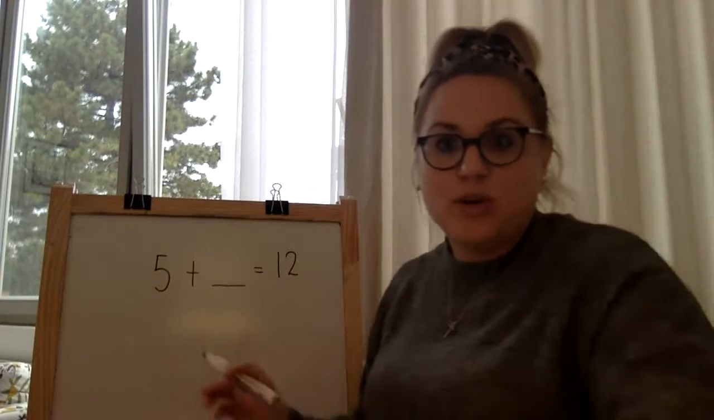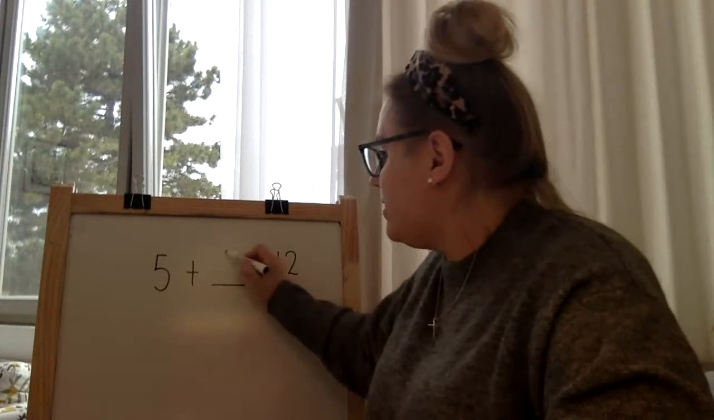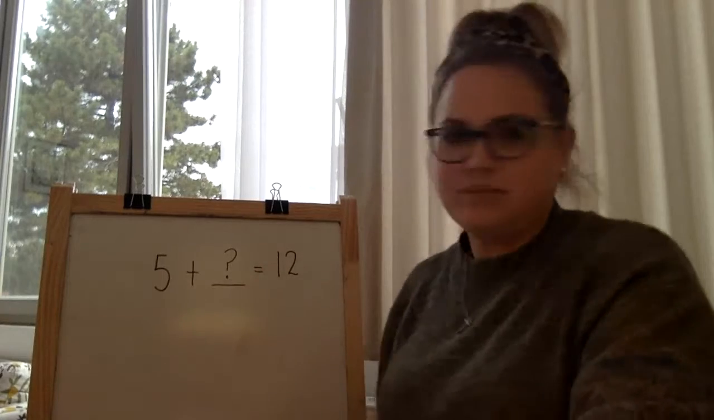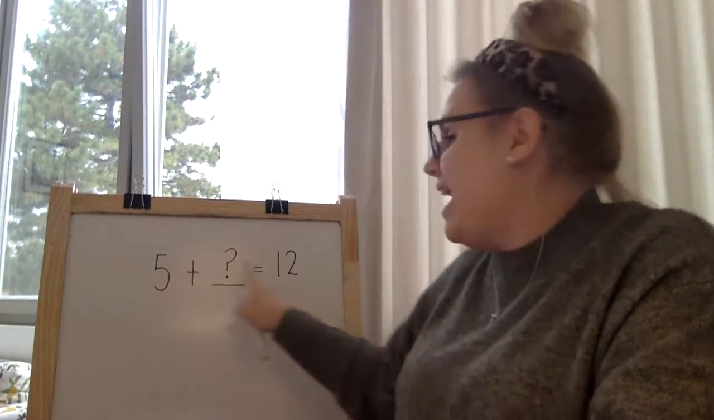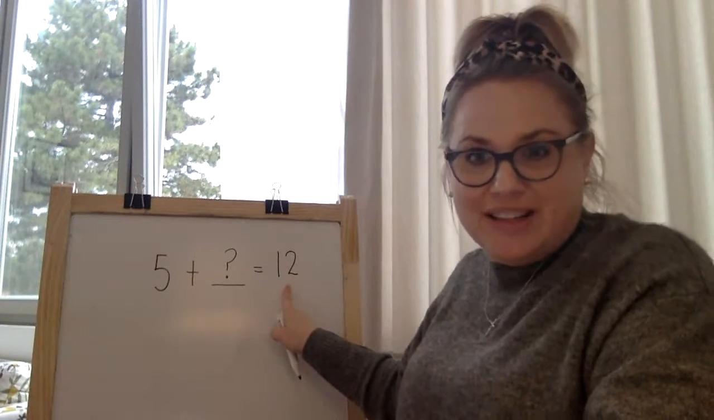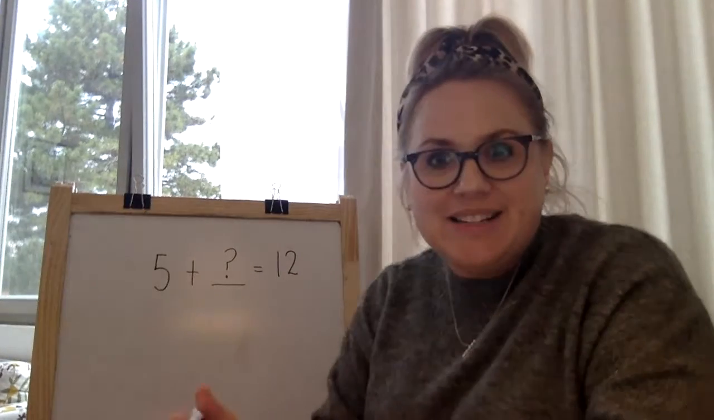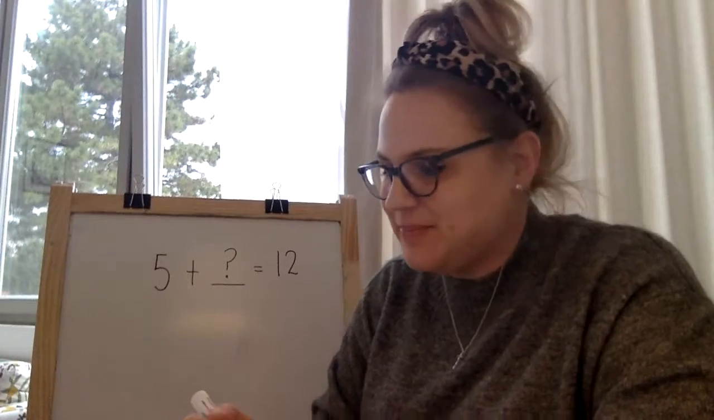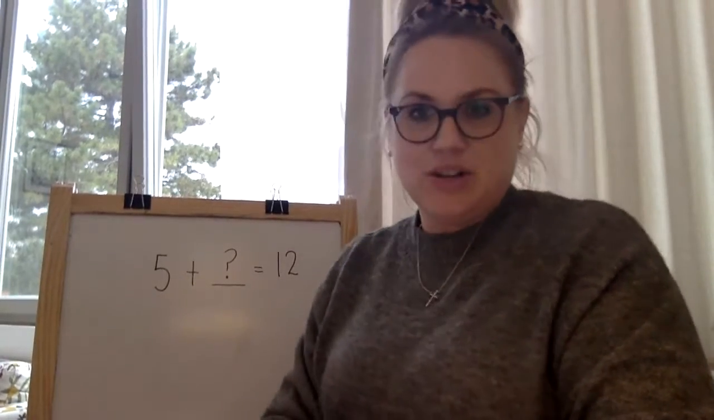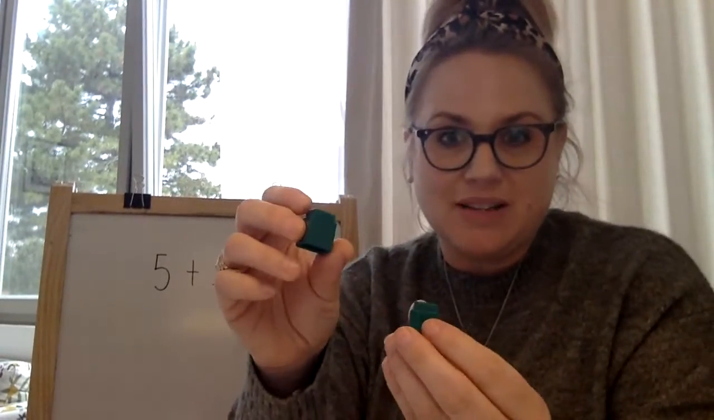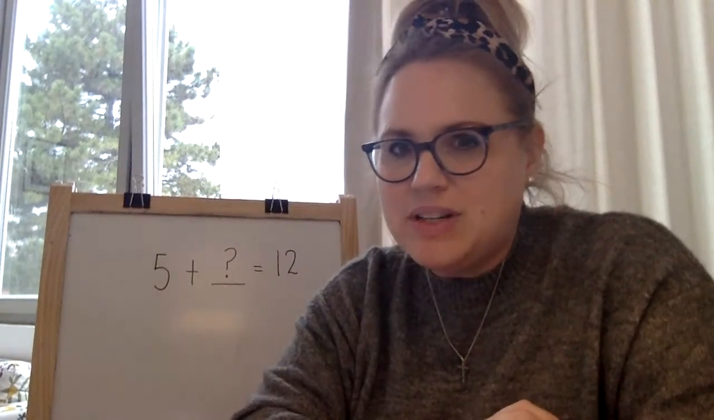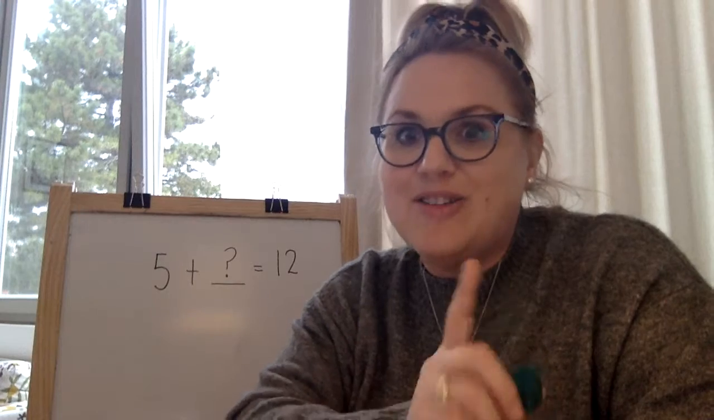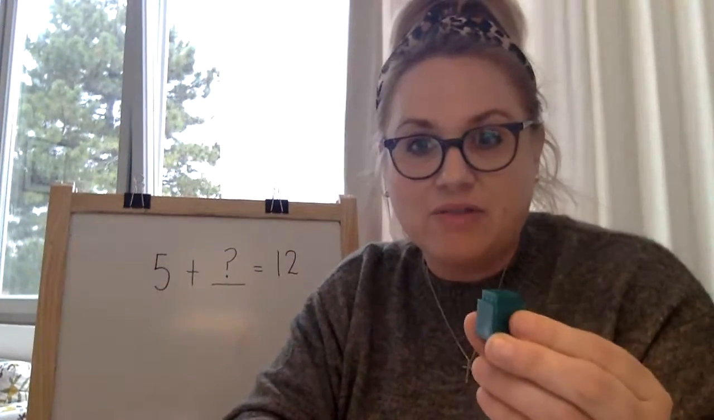Okay, so we're trying to figure out what goes in this blank. We know Joey started with 5 and he ended with 12. So we're trying to figure out how many did Sarah give him? All right, so what I'm going to do is I'm going to use some Unifix cubes to model this problem. So remember, how many did Joey start with? 5, that's right.